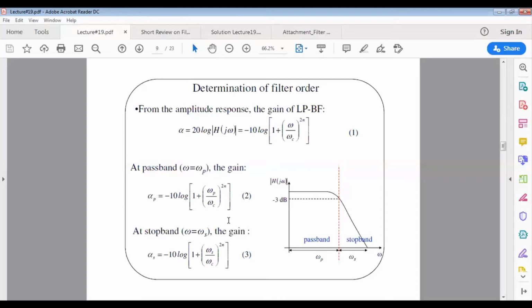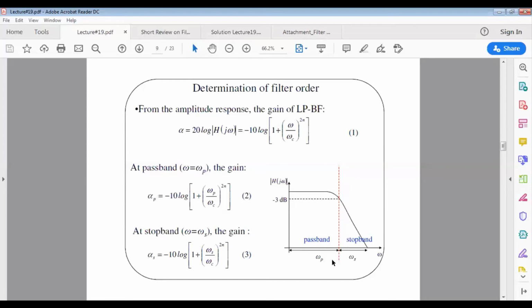Whereas if we consider a stopband region, from equation number 1, we just substitute alpha to be alpha s and omega to be omega s. So this equation number 3, which is the equation of the gain at the stopband region, will be denoting the gain line at the stopband region here.